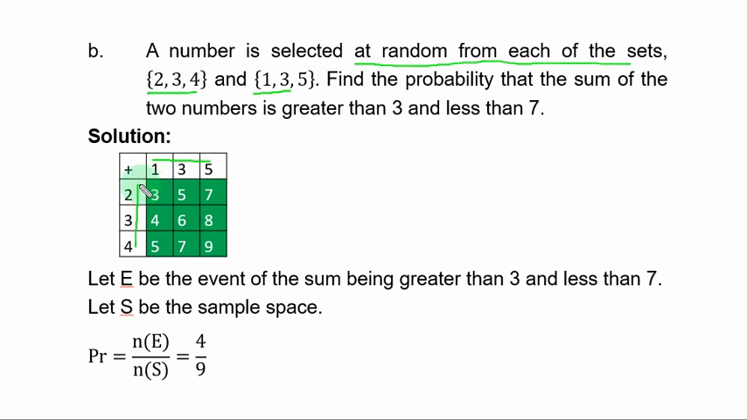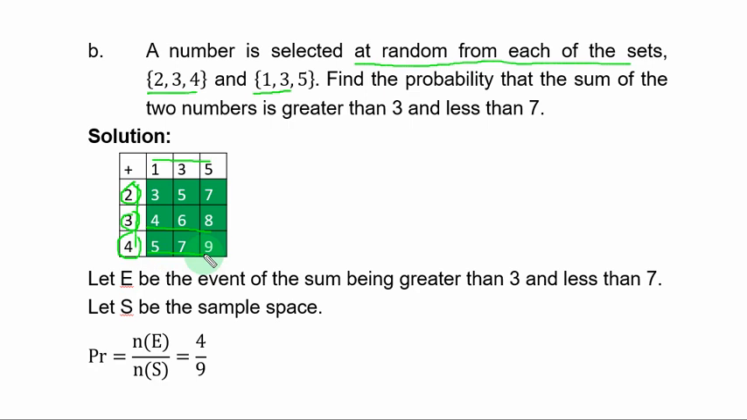So you add. If you add the first entry against the second set, you have 3, 5, 7. The second element in the first set, you add it to all the elements in the second set, you have 4, 6, 8. And the third element in the first set, you add it to each element in the second set, you have 5, 7, 9.